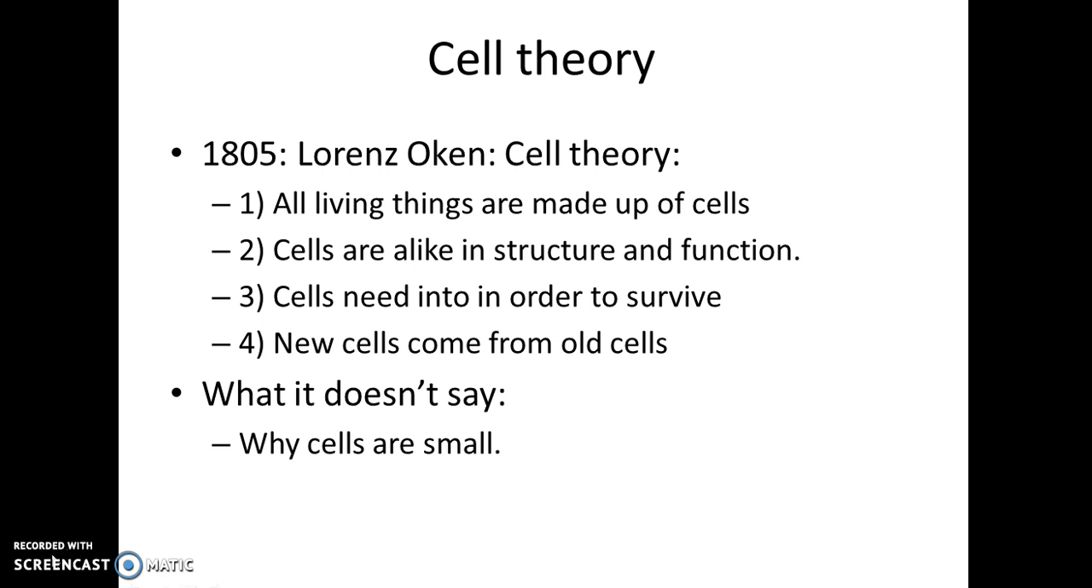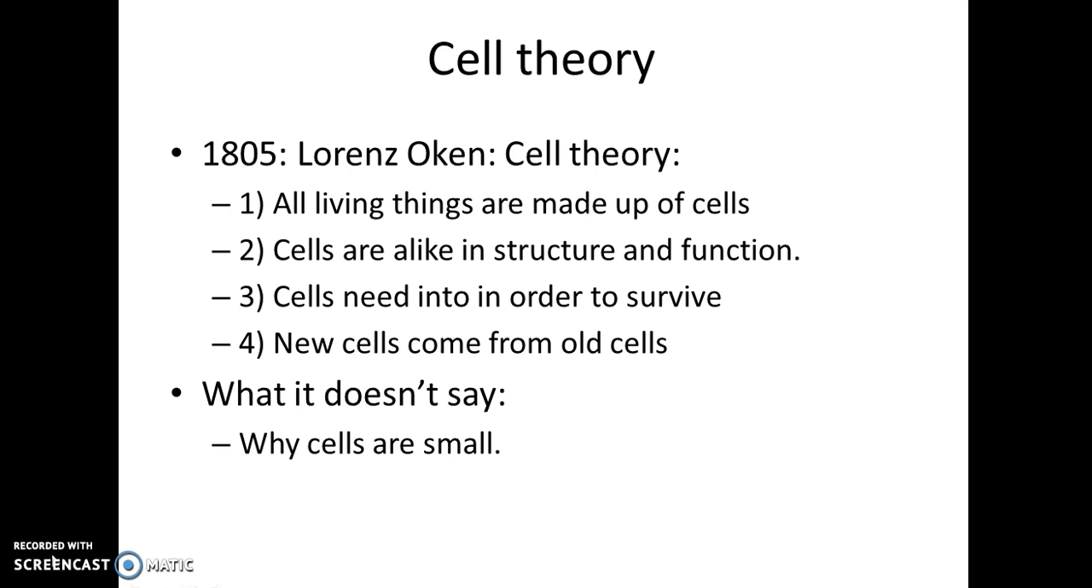Three, cells need information in order to survive. That should be information, not into. That's my spelling mistake. Information in order to survive. That is in the form of DNA. And four, new cells come from old cells. That's the four parts of the cell theory.